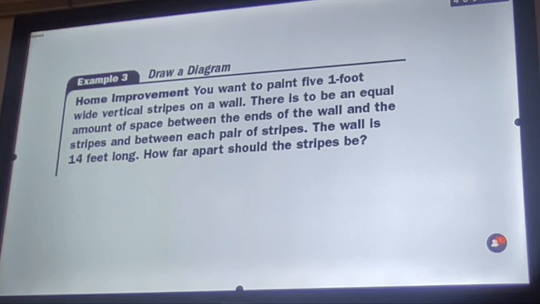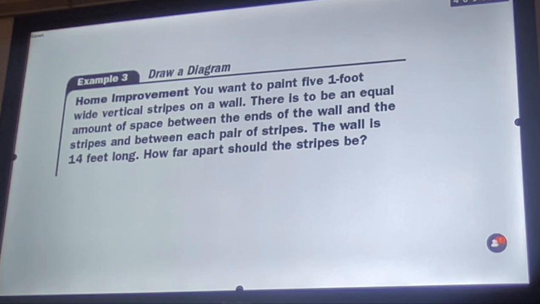And this one in example 3 is saying that you're going to paint your bedroom. You want to paint 5 1-foot wide vertical stripes on a wall. Sounds like that would be pretty tricky because you have to make sure they're straight and they're not crooked. Everything needs to be measured just right so it's all equal and you don't have a wide stripe and a little stripe next to each other. There is to be an equal amount of space between the ends of the wall and the stripes, and between each pair of stripes. That's a lot. But everything needs to be equally spaced.